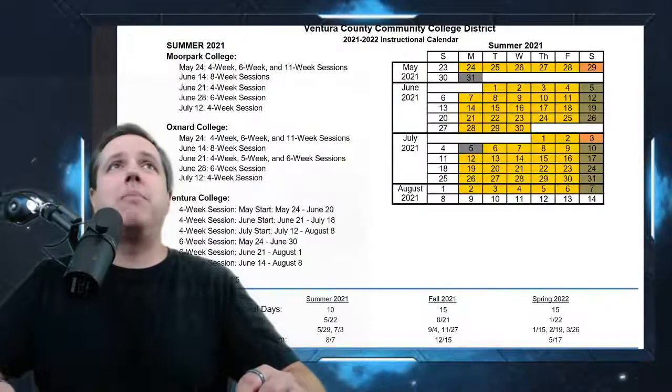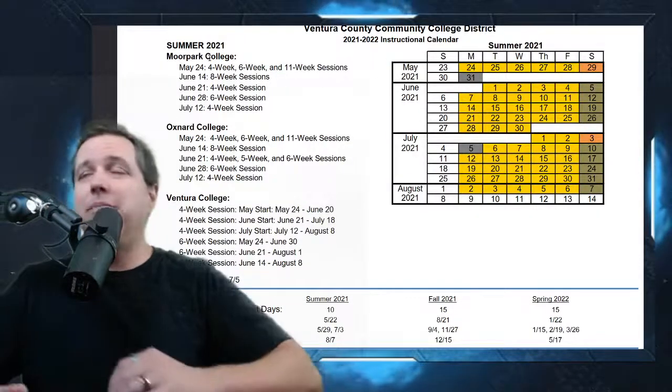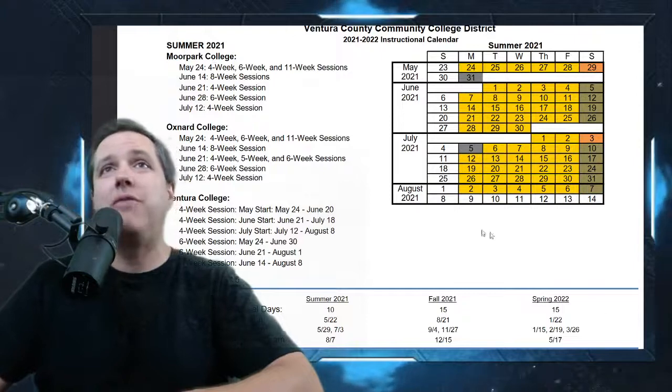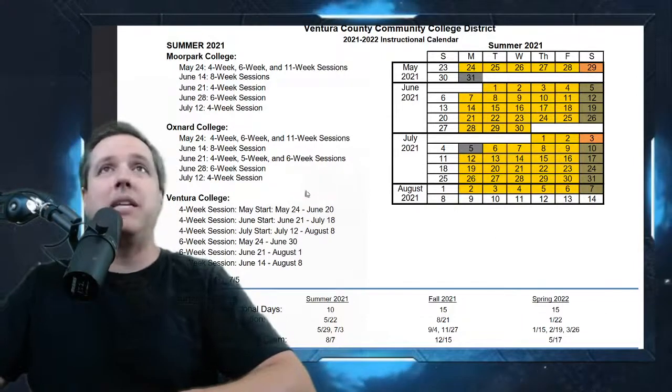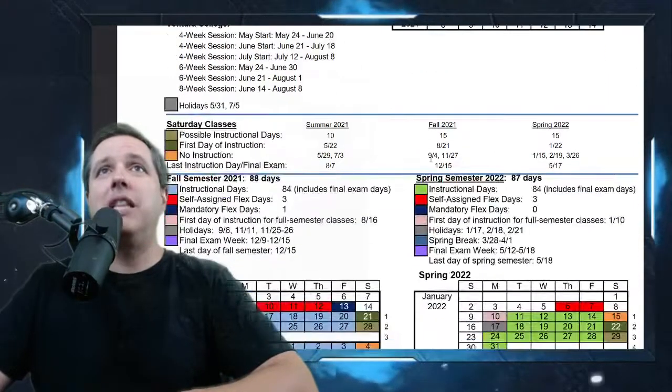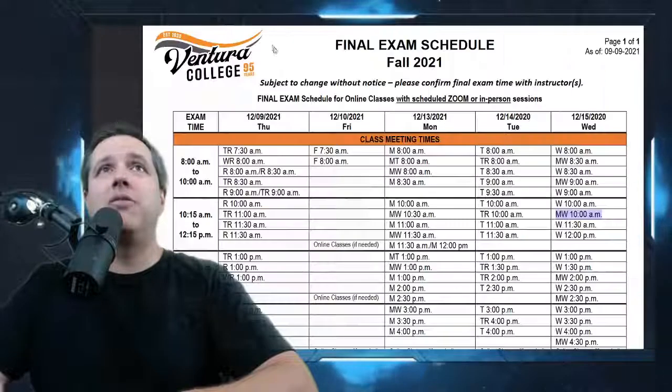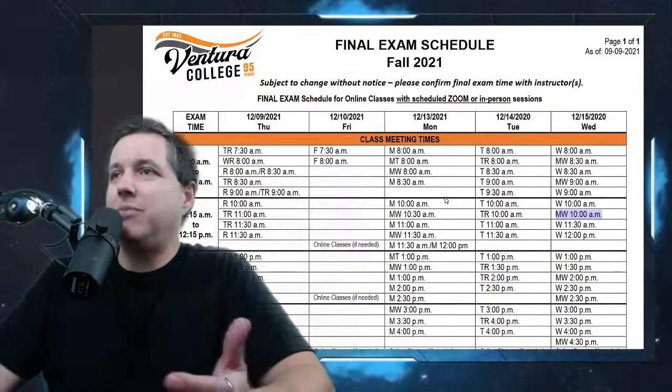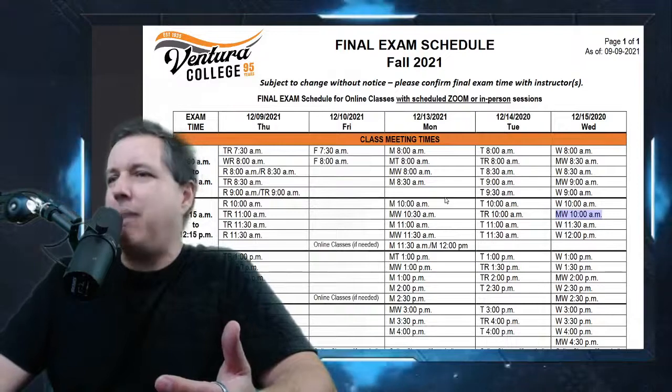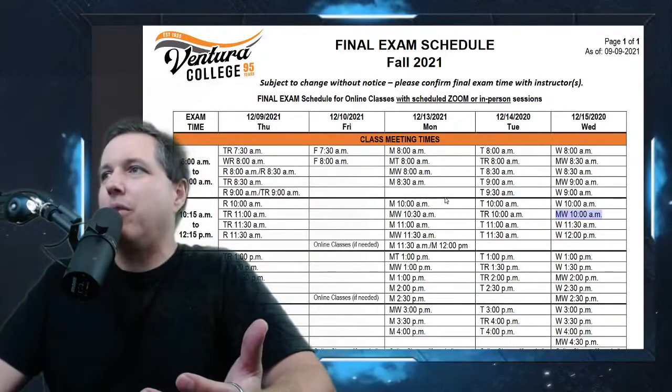And I always recommend, and I see my students that do really well, they actually follow this advice. At the beginning of the semester, just print these two things. Print the calendar and print the final exam schedule. And I know that seems archaic. You're like, print it? Like with paper and ink? Who uses paper anymore, right?